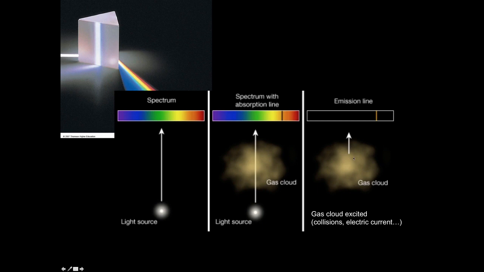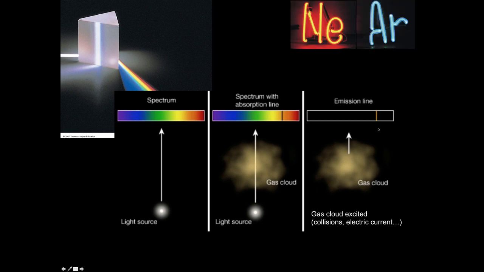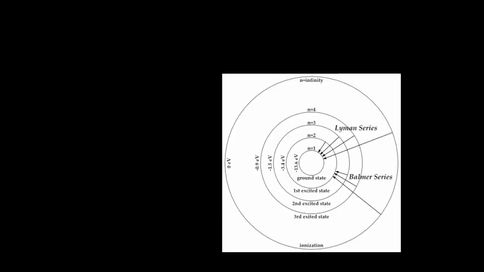So when you take the spectrum, you will only see light at very specific wavelengths. This is how on Earth neon and argon lamps are made. They contain neon and argon, which get excited by electric currents, and when they de-excite, they emit very specific wavelengths or colors of light.